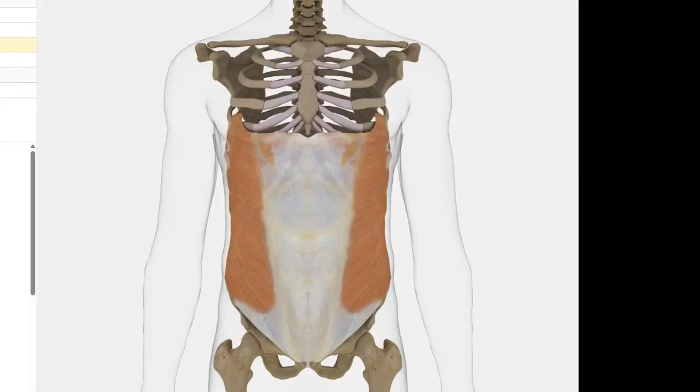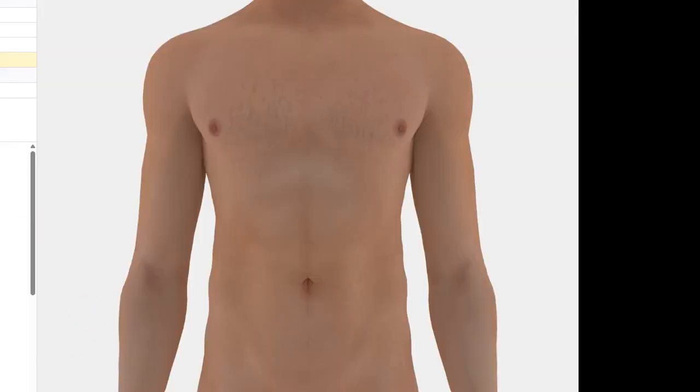Now let's see compression of those abs. See how it's compressing forward. Now let's see it with skin, because sometimes that's going to be harder to see in this view. Let's see it with some skin on it. See, focus on this here. It's like when you're exhaling and your external and internal obliques are kind of going toward that midline area.